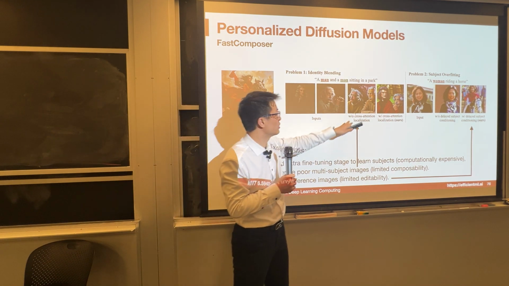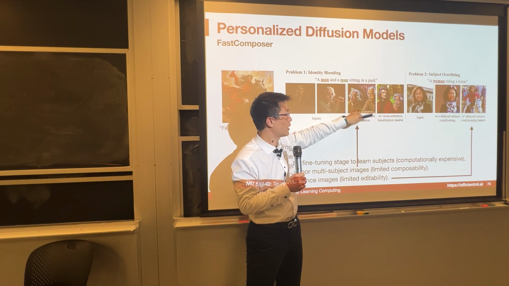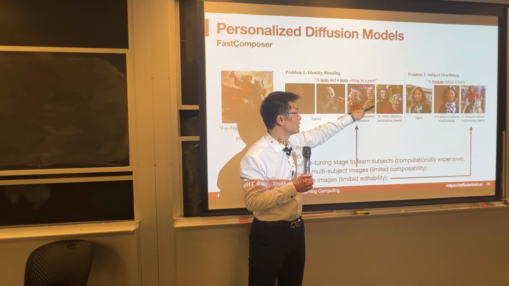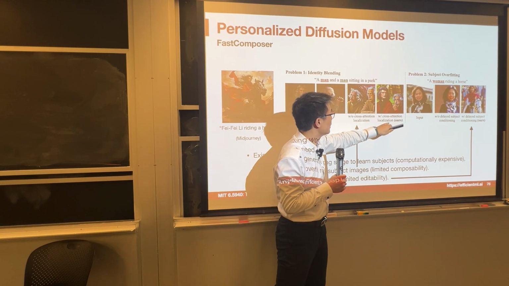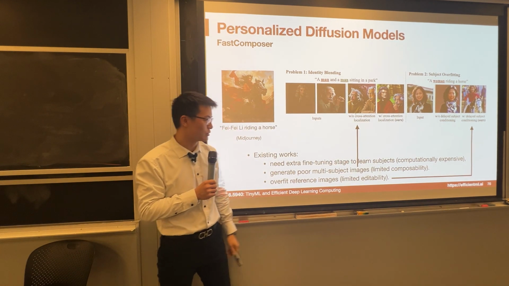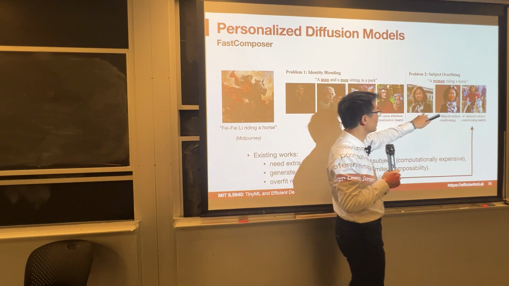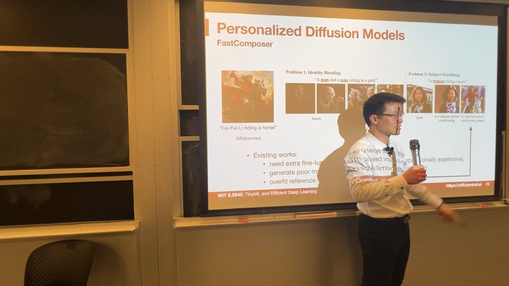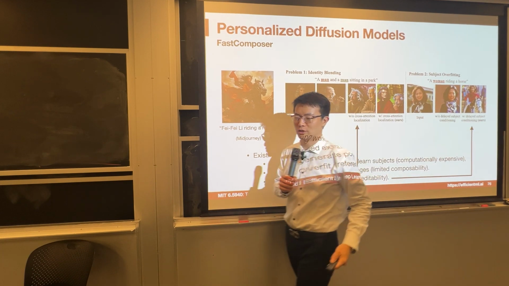Or it generates poor multi-person images, like Newton and Einstein. We want them to sit in the park, but they get mingled together and look like each other. With our approach, you can distinguish them rather than have them mingled together. Or it overfits the reference image. So like Fei Fei riding a horse, we just have Fei Fei but no horse. But now we want to generate something like this, Fei Fei riding a horse.